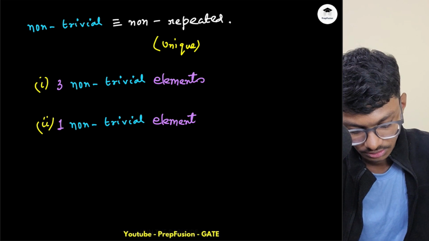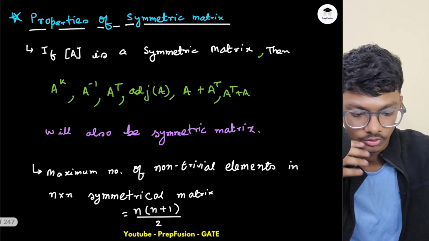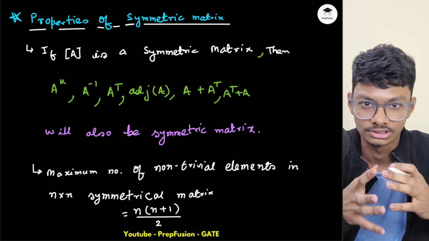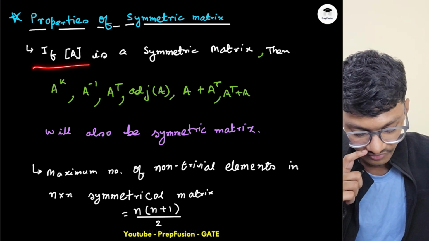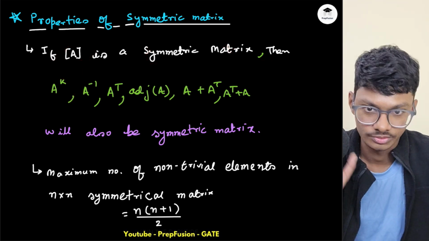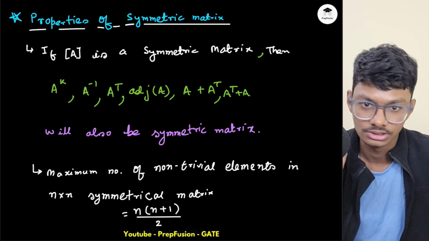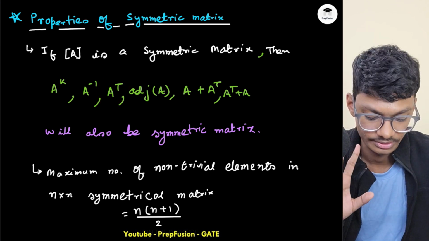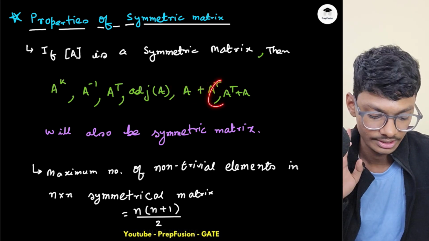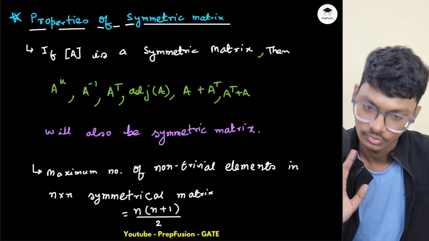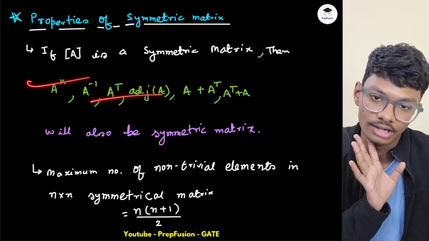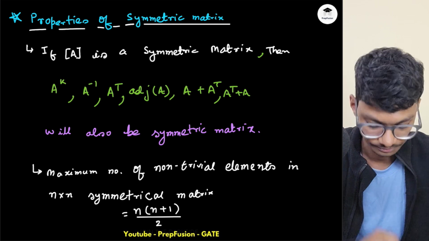Now I want to give you the properties of a symmetric matrix. First, if A is a symmetric matrix, then A raised to power k will also be symmetric. A inverse is also symmetric. A transpose will also be symmetric. Adjoint of A will also be symmetric. A plus A transpose will also be symmetric. You derive for yourself and you will be able to understand, and get the intuition why they are symmetric.